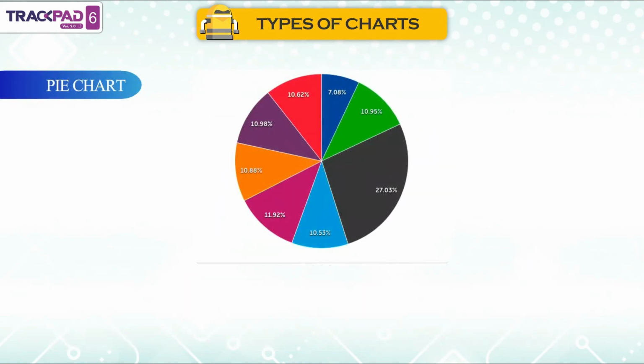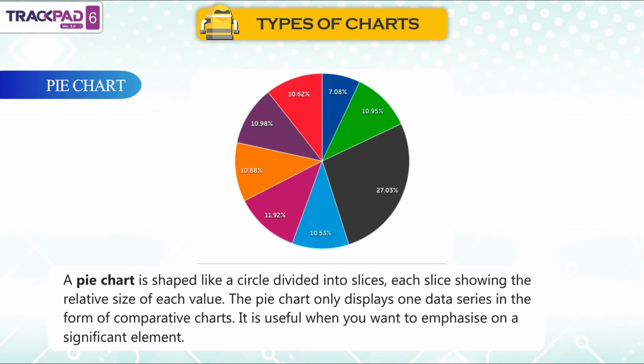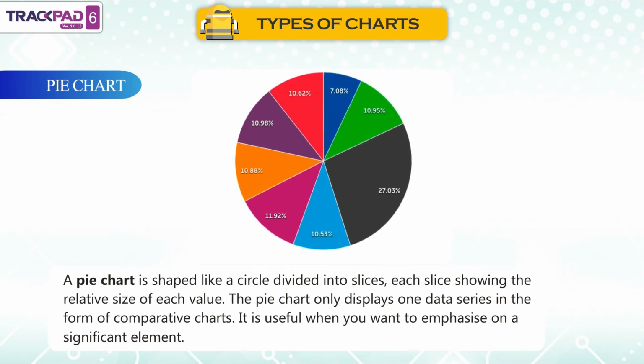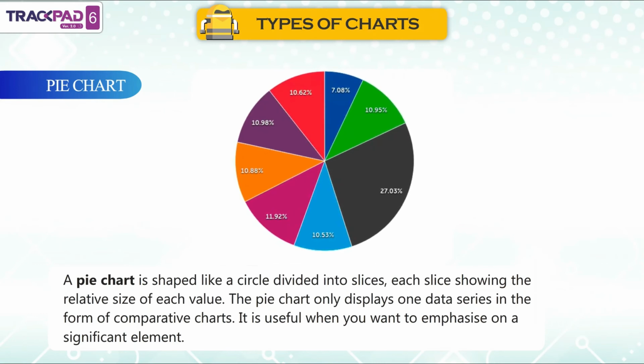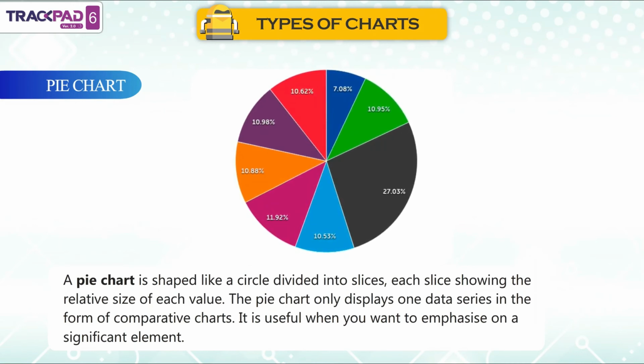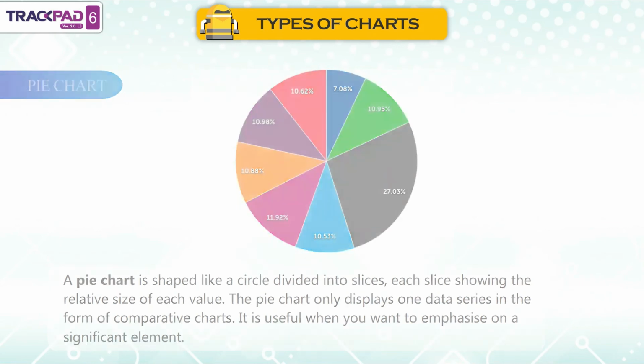Pie chart. A pie chart is shaped like a circle divided into slices, each slice showing the relative size of each value. The pie chart only displays one data series in the form of comparative charts. It is used when you want to emphasize a significant element.